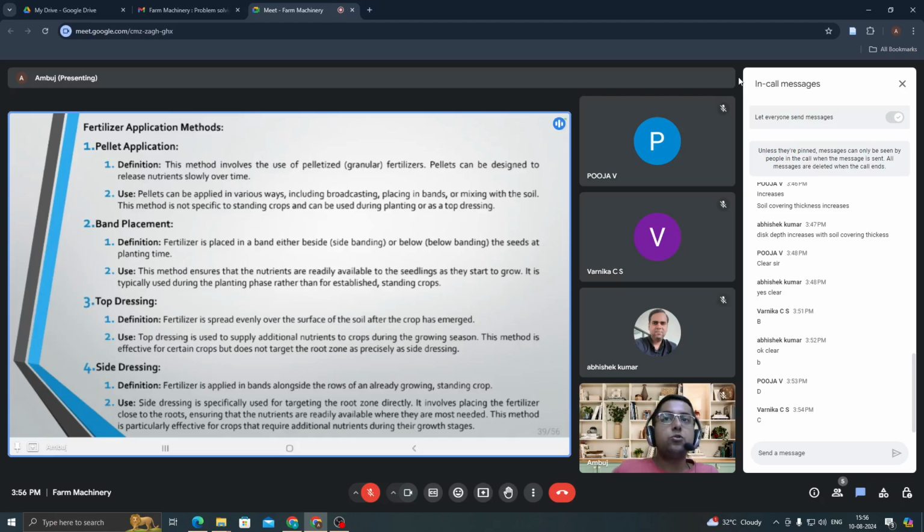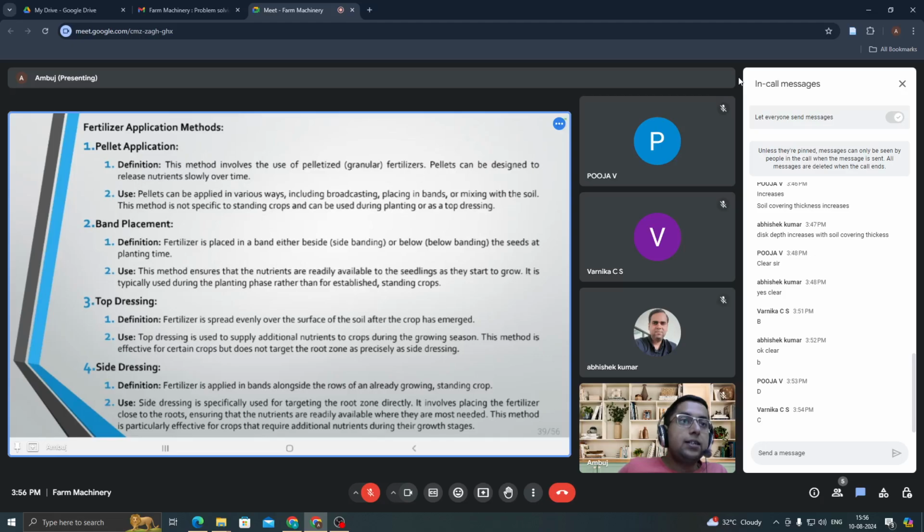Top dressing is used to supply additional nutrients to crops during the growing season. This particular method is used in the standing crop. This method is effective for certain crops, but it does not target the root zone as precisely as it is done in side dressing. Side dressing is a particular method which is used for directing the root zone of the crop. So in case of standing crop, the most appropriate option would be top dressing.